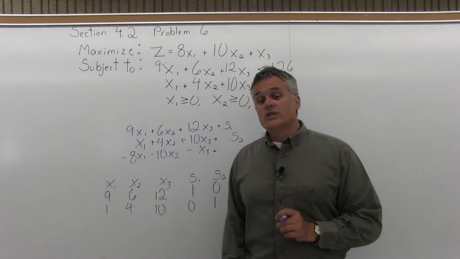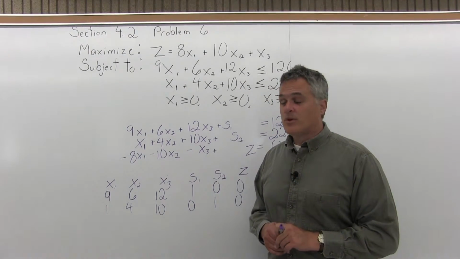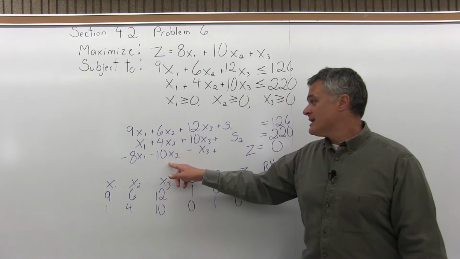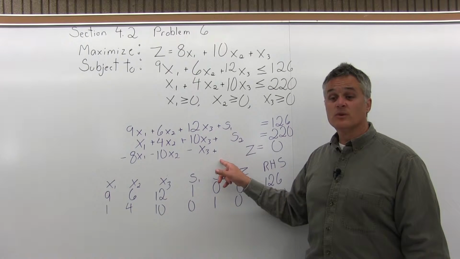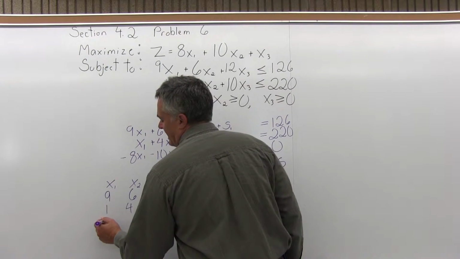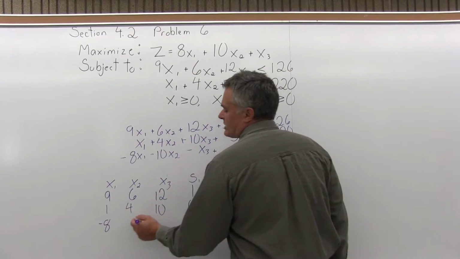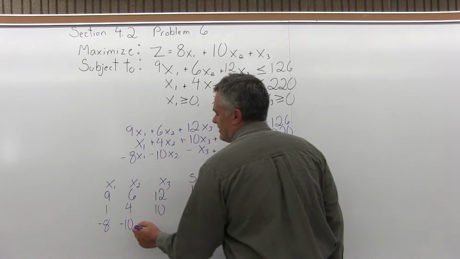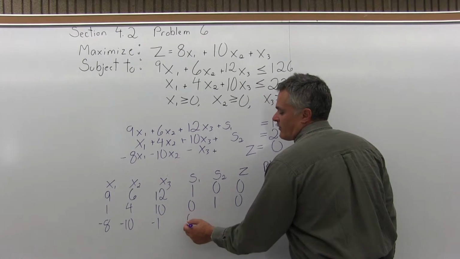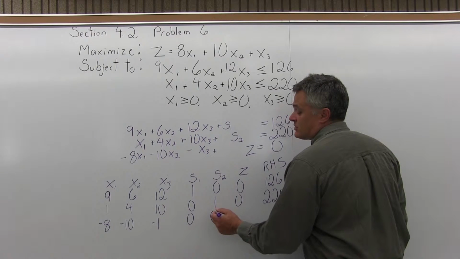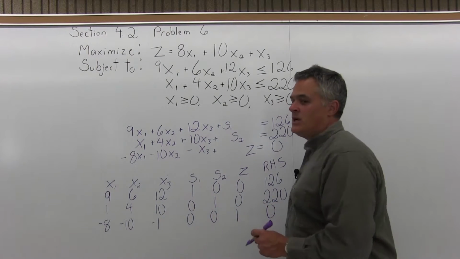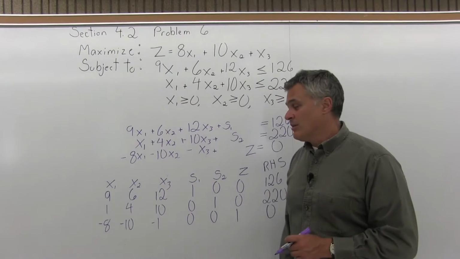So now, one equation left, one more row of the matrix I have to put in. So the last equation is negative 8x1 minus 10x2 minus x3 plus z equals 0. So now in the x1 column, I put in a negative 8. In the x2 column, a negative 10. In the x3 column, a negative 1. Then 0 for the s1 column, 0 also for the s2 column, 1 for the z column, and 0 for the right-hand side column. So this would be the initial simplex tableau.